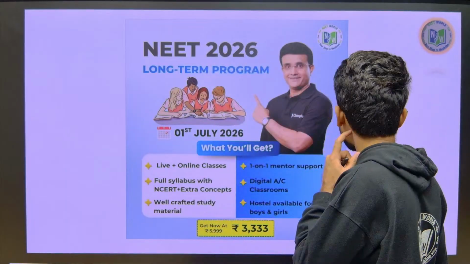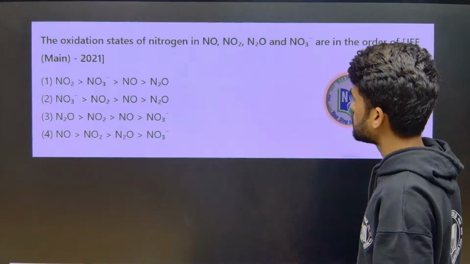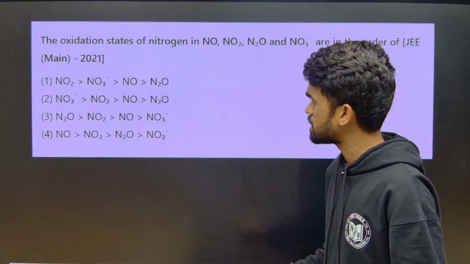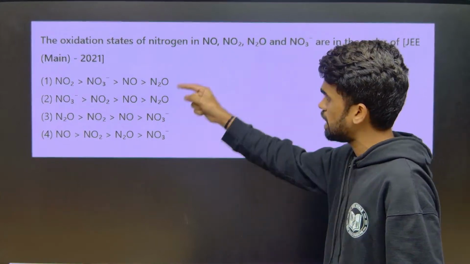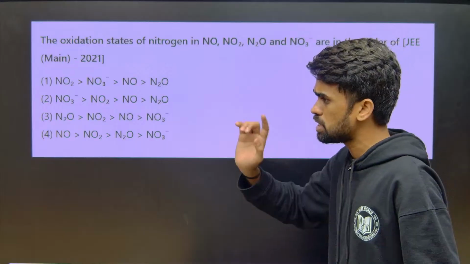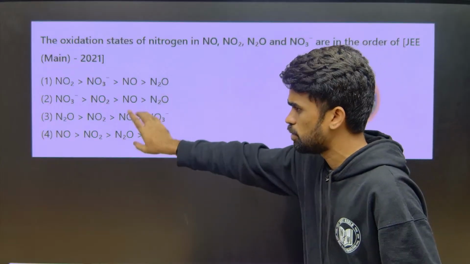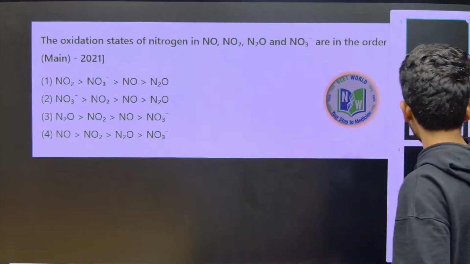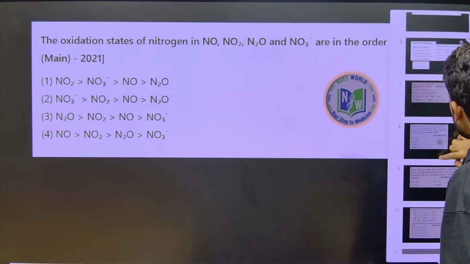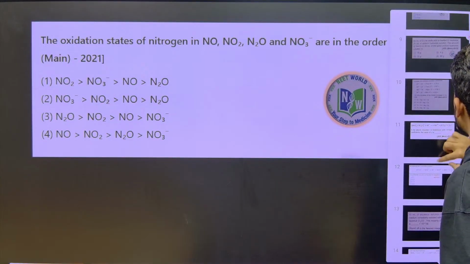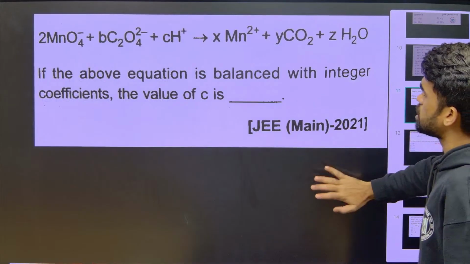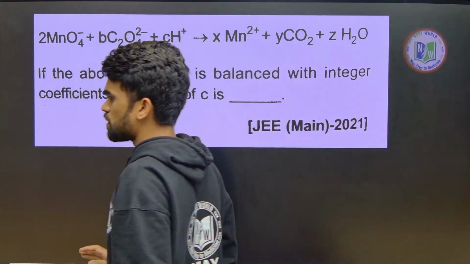Now let us start our session. In this session we discussed this question yesterday: finding the oxidation states and ordering them. If you haven't watched it, you can watch it or you can try it now itself. Let us begin this session by taking the one which we haven't discussed yesterday. Let us start this session with the balancing of redox reactions.